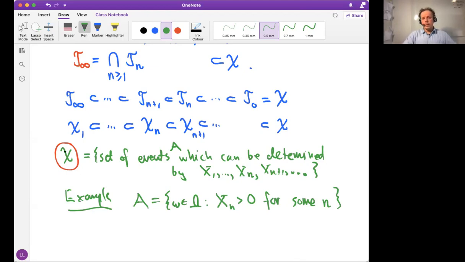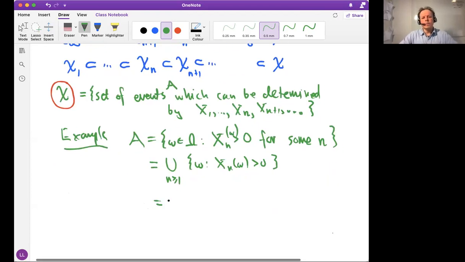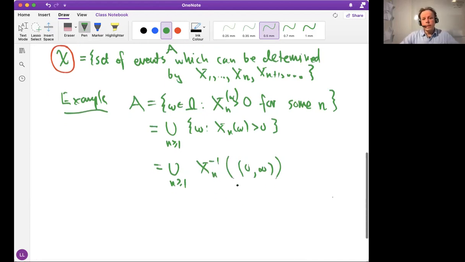Does this event belong to X? If you look at this, we can take the union over n of the event omega such that Xn(omega) is bigger than 0. This is the union of the pre-images of the open interval from 0 to infinity. Now we know that this is a Borel set, in B, the Borel sets.